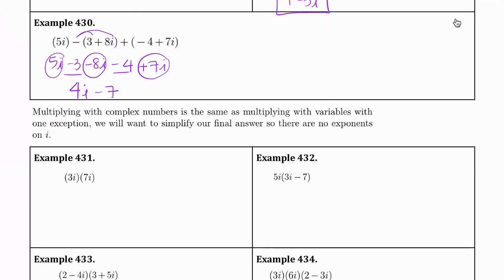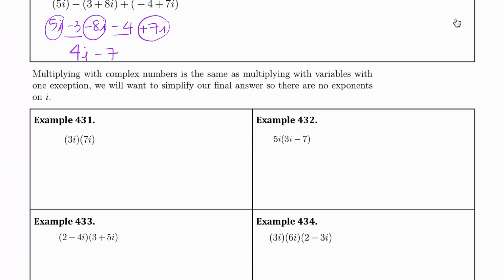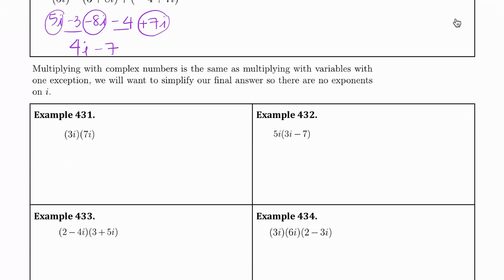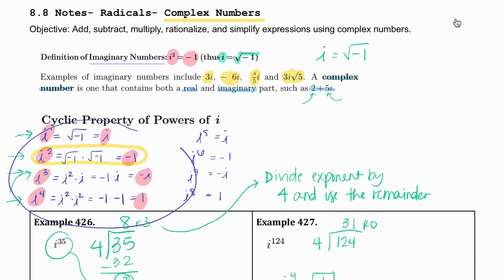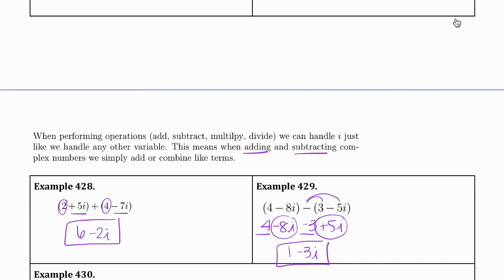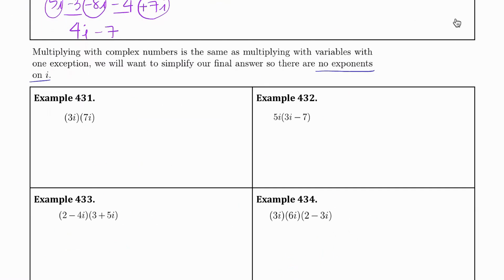Okay, when we're multiplying, we do it the same way we would if it was any other one. But one thing we have to remember at the end is we don't want to leave i with any exponents on it. So we can use our little chart here to help us if we want to. But really the important one is to remember that i squared is negative 1. If you can remember that one, you can probably work your way to anything else you need.